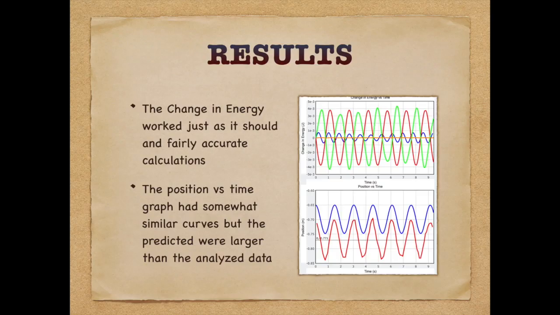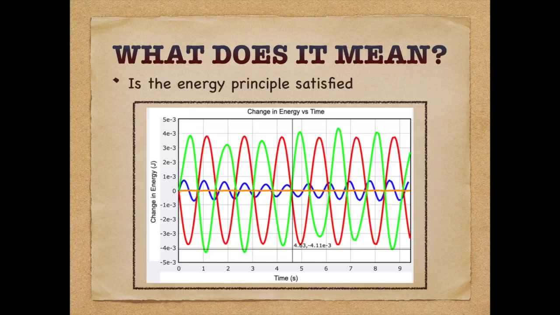So the results. The change in energy worked just as it should and had fairly accurate calculations, which was this part. And then the position versus time graph had somewhat similar curves, but the predicted were larger than the analyzed data. So as you can see, this is far more negative than the predicted graph, and this could just be because my center of mass was off and the analysis in Tracker had just another human error.